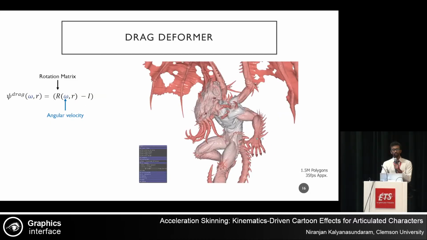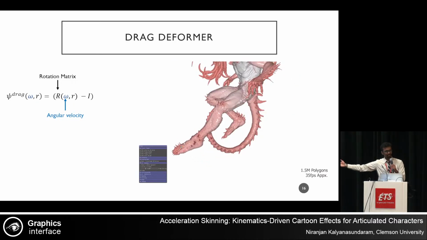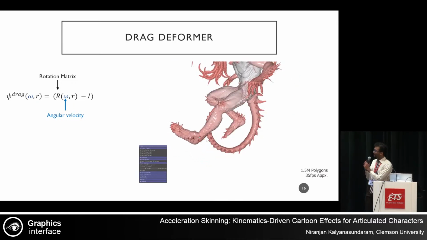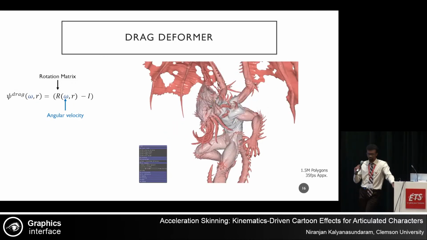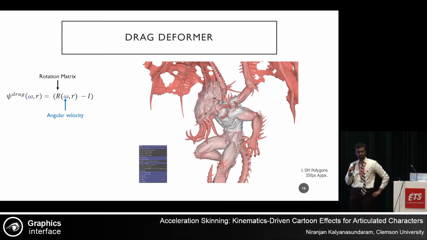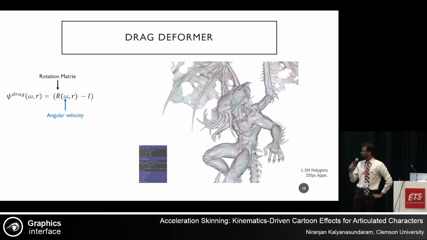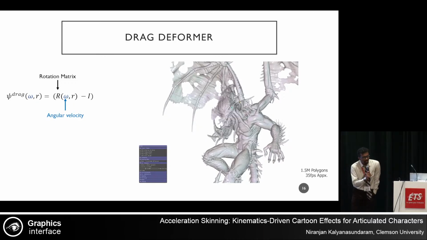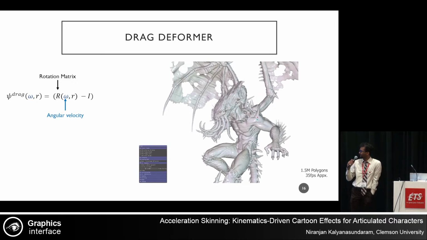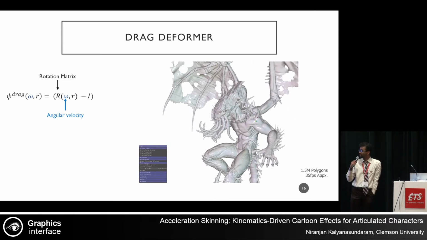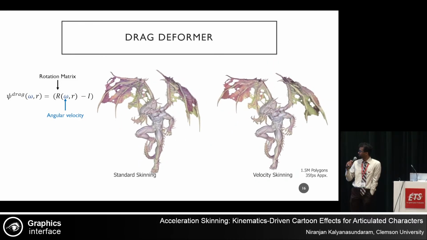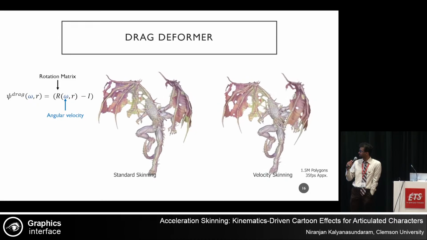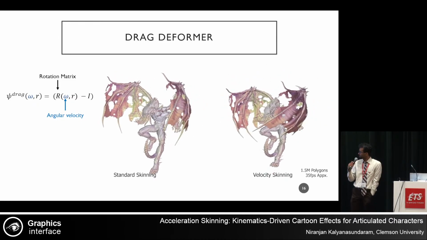And of course, it wouldn't be a graphics talk unless there were pretty pictures. So here are some of our results. We found a Cthulhu model with 1.5 million polygons on it, and we took our velocity skinning system, wrote a GPU implementation for this particular deformation function, and here's a video of how it runs. It's running at 35 frames per second.